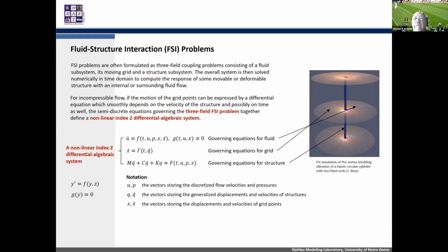For those of you who are involved in aeroelasticity, now the trouble becomes more complicated. We have three equations to worry about: the equations governing the fluid, the equations governing the grid which is moving, and the building moving as well. So here is an example of a two-dimensional structure which is vibrating, and the numerical methods become more sophisticated because it is a three-field FSI problem, and it defines a nonlinear index-two differential algebraic system of equations, where stability becomes a bit of an issue, and one has to make sure that it is satisfied.